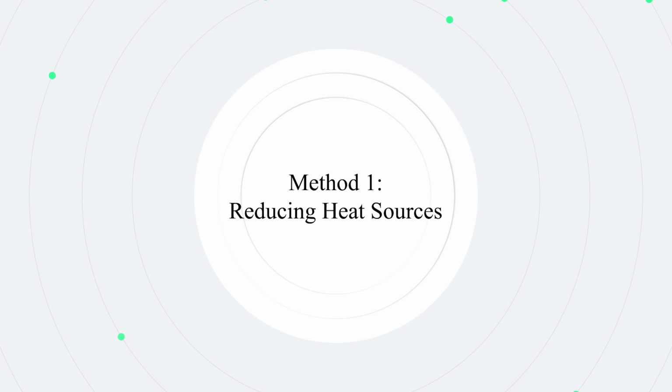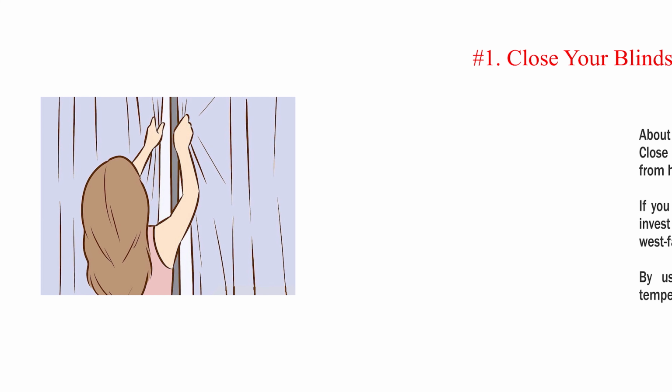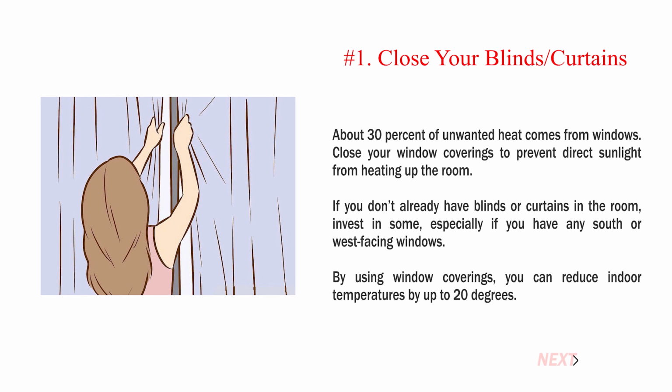Method 1. Reducing heat sources. Number 1. Close your blinds or curtains. About 30% of unwanted heat comes from windows. Close your window coverings to prevent direct sunlight from heating up the room.